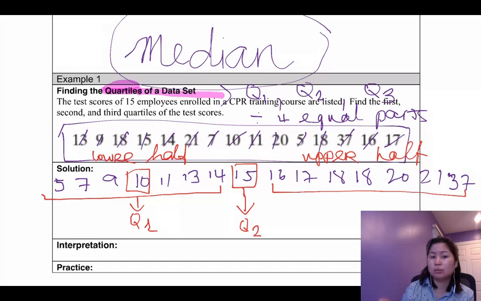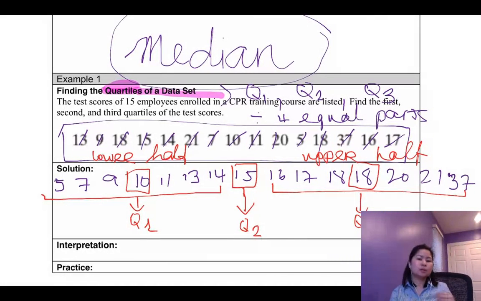Do the same thing for my upper half. I'm going to find my Q3. What will be my Q3? I'm going to look at this data set. Again, I'm not going to use 15 because it's already used for Q2. So I'm going to look from 16 all the way to 37. I will look for the middle number. 18. Perfect. So I'm going to circle the 18, the one in the middle, which is going to be Q3. So Q3, thank you, Justin, is 18.